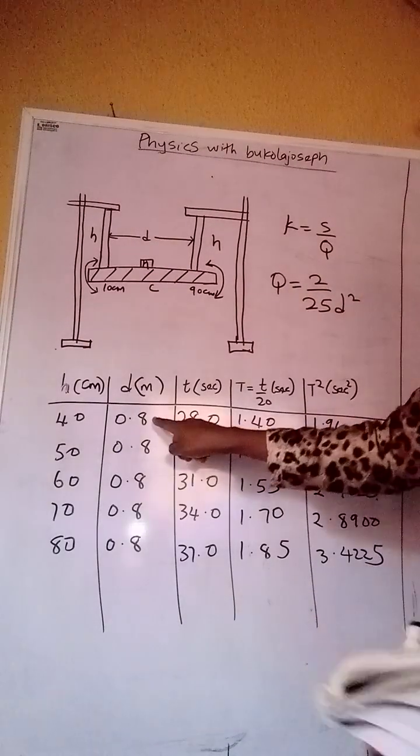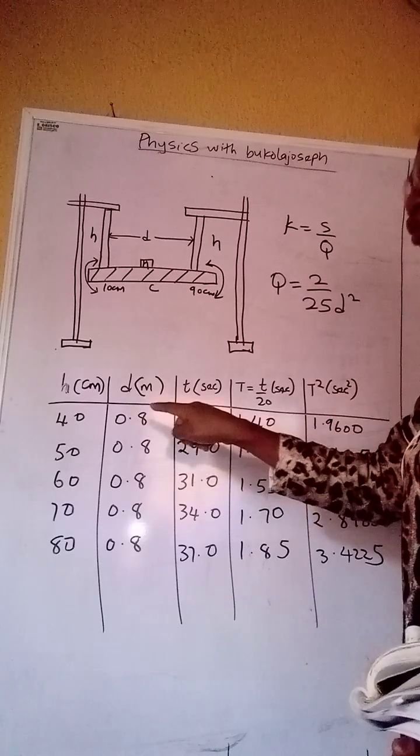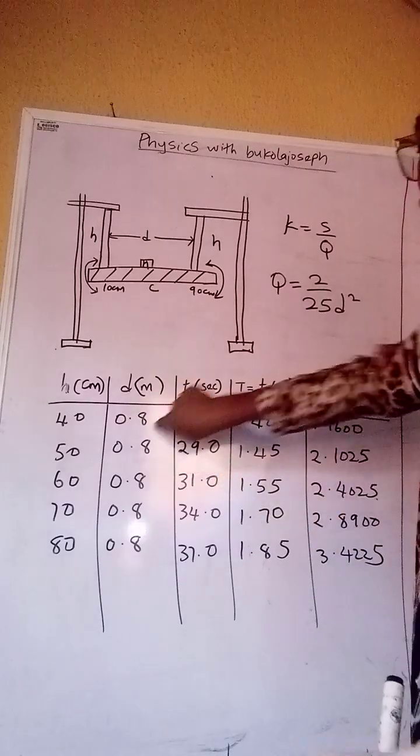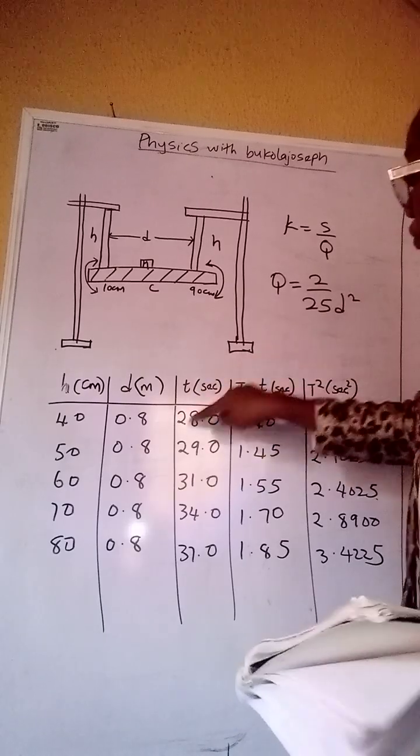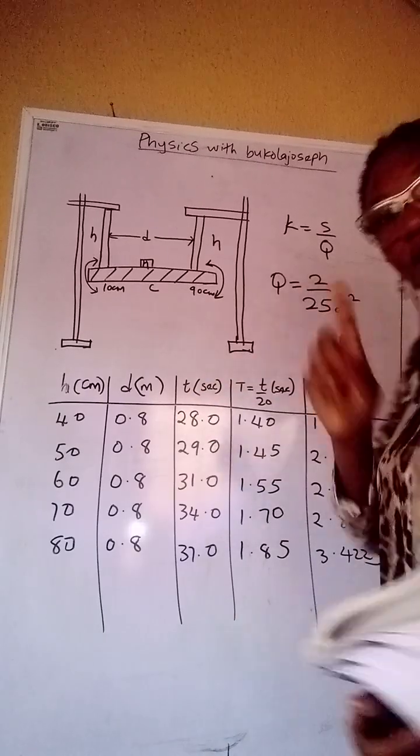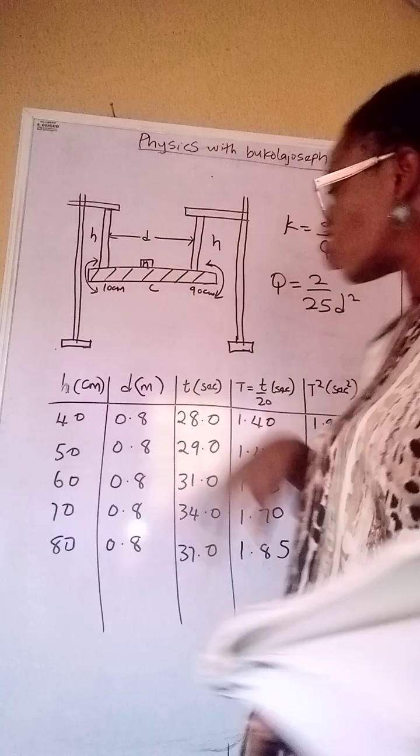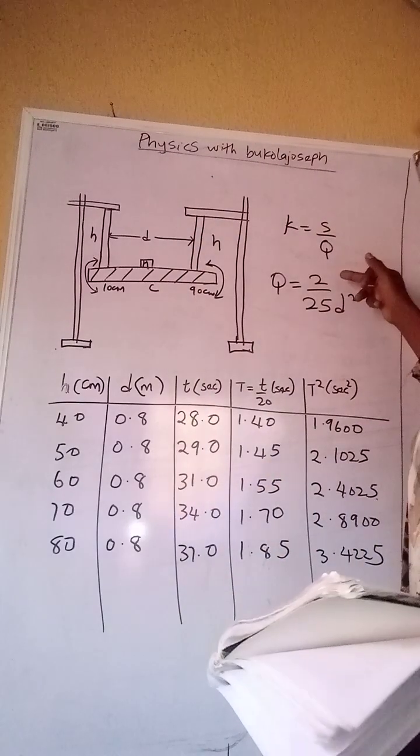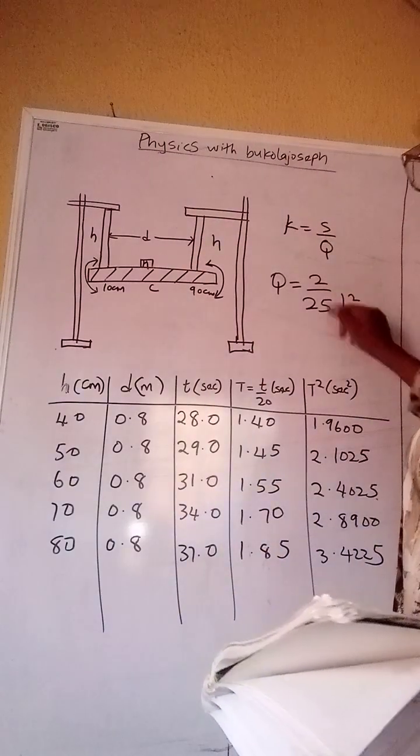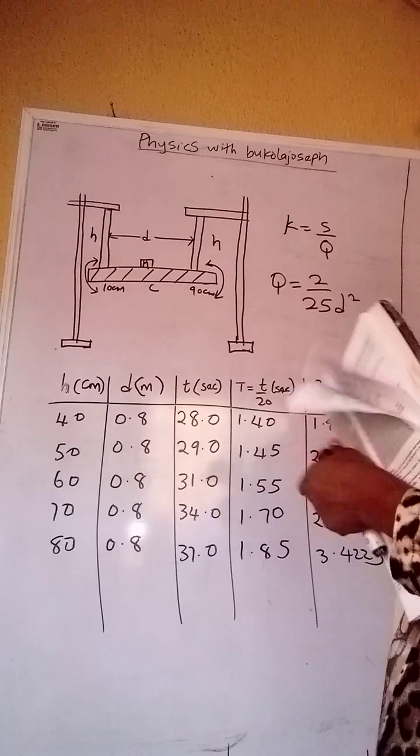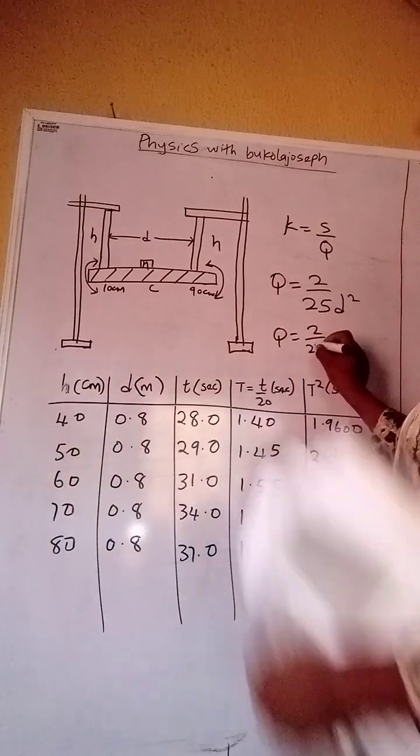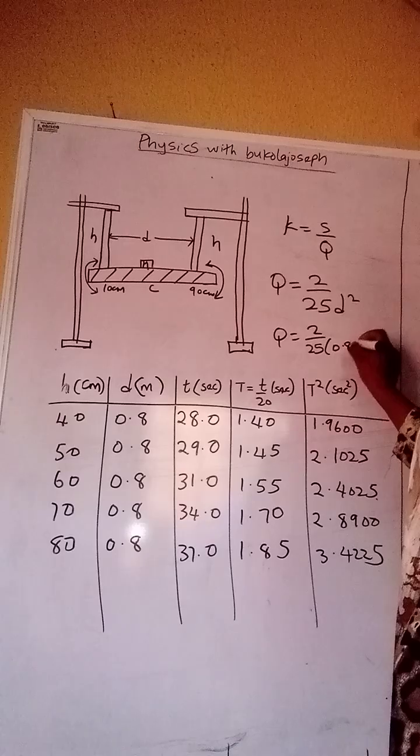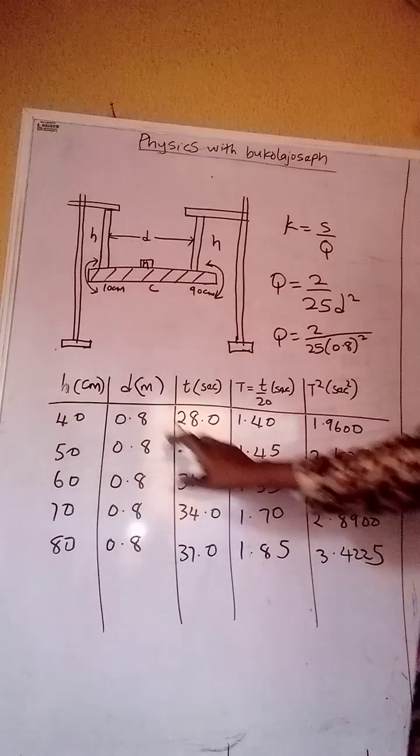You know that we have d to be 0.8. So you are going to be substituting 0.8 here. You square, remember to square. So once you square it, you use your calculator. 2 all over 25 open bracket, it becomes this. You have q is equal to 2 all over 25 into 0.8 squared. Remember d is this.